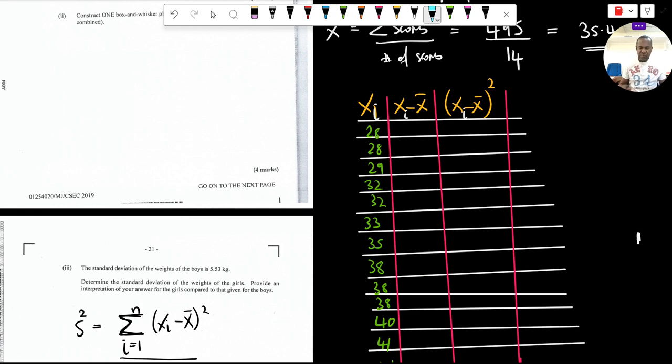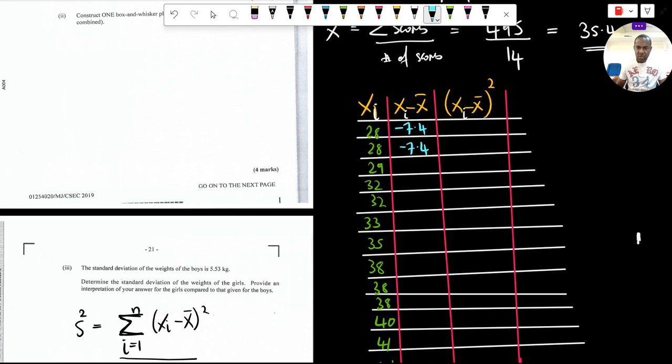So what this means is that for each of these values, we're going to subtract the mean from it, and the mean is 35.4. As you can see, some values are smaller than the mean, so they will give a negative value when we subtract them, and some are larger, so we'll get a positive value. This is said to be the deviation from the mean, right? So 28 minus 35.4 is minus 7.4. So this value right here is negative 7.4. This is also negative 7.4.